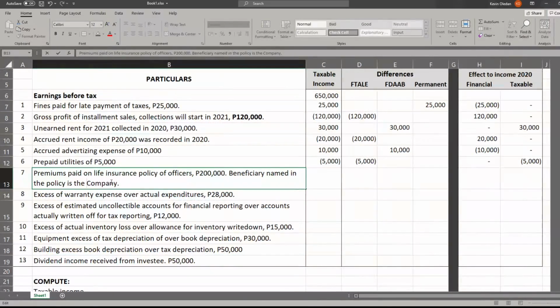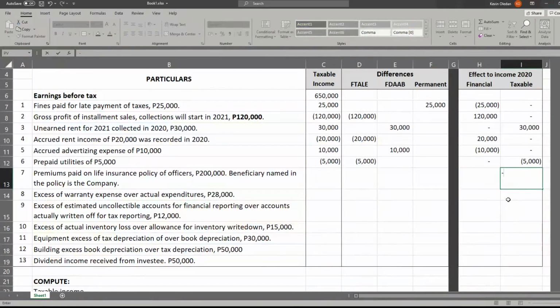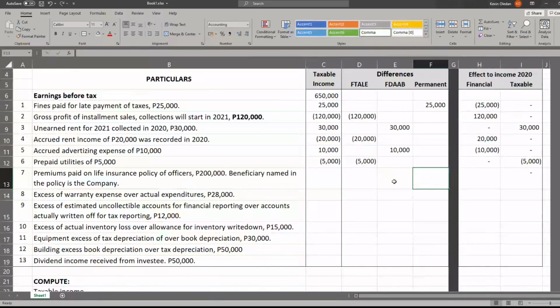Premium paid on life insurance policy of officer, 200,000. Beneficiary named in the policy is the company. Kung naka-beneficiary siya sa company natin, it is considered as a non-deductible expense in our tax laws. Hindi po natin siya pwede iclaim as a deduction in our tax. So, effect natin sa taxation is wala dapat. Pero ang naging impact niya in terms of your financial income is nasama po natin ang 200,000 na to sa ating expenses.